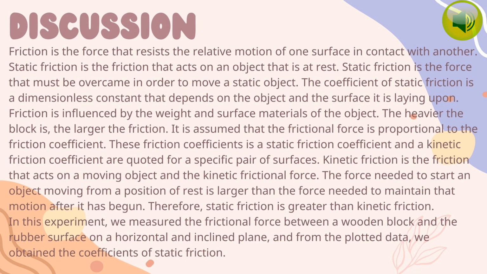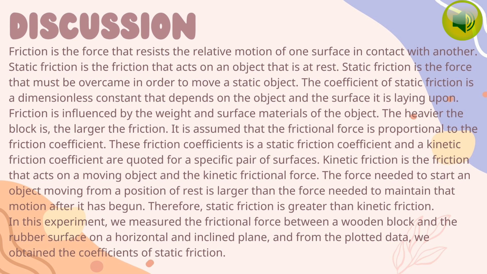Discussion. Friction is the force that resists the relative motion of one surface in contact with another. Static friction is the friction that acts on an object that is at rest. Static friction is the force that must be overcome in order to move a static object. The coefficient of static friction is a dimensionless constant that depends on the object and the surface it is lying upon.